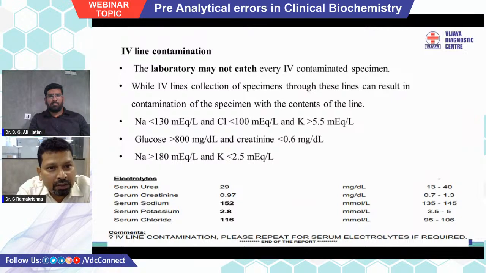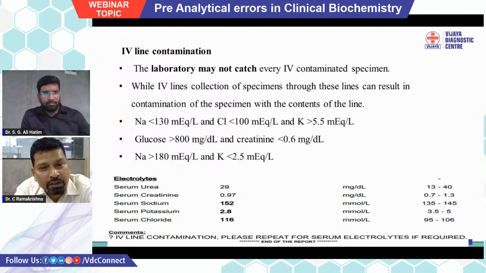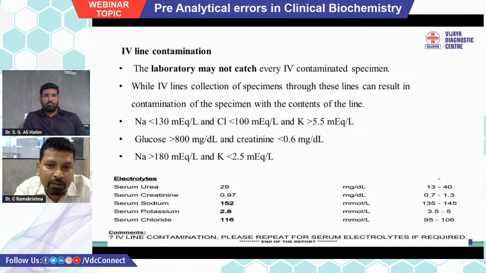Next, coming to IV line contamination. The laboratory may not catch every IV contaminated specimen. Collection of specimens through IV lines can result in contamination of the specimen with the contents of the line. If you go to the wards, the ICUs, or the emergency units, you can see patients with a drip. Whenever you collect a sample from the hand which has a drip, there is every chance that the parameters, especially electrolytes, will become abnormal.